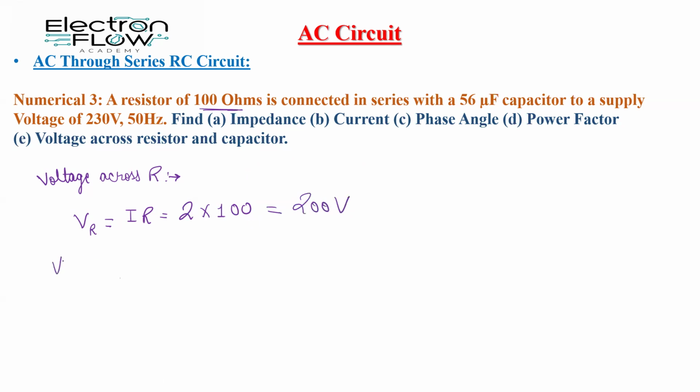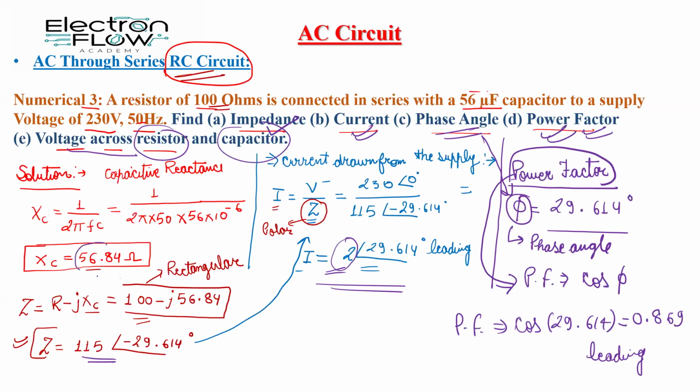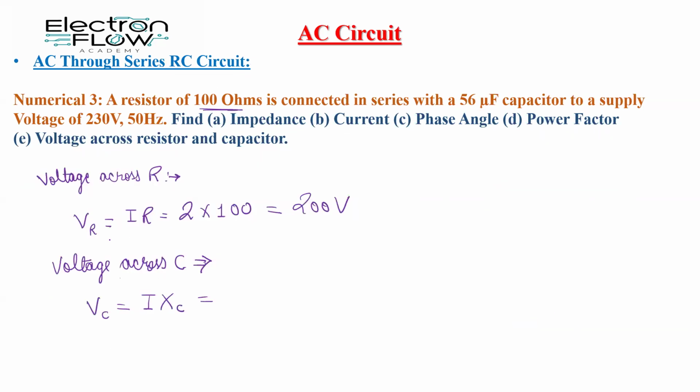Next, the voltage across the capacitor C, which is VC. We know that the formula is VC equal to I multiplied by Xc. We have calculated Xc, which is 56.84. So putting those values here, current is 2 multiplied by 56.84, which gives us the value of VC equal to 113.72 volt.